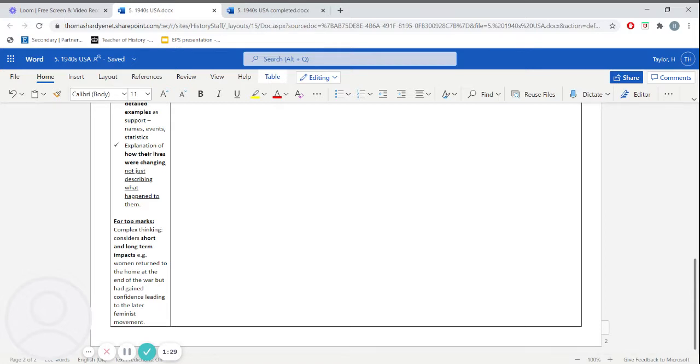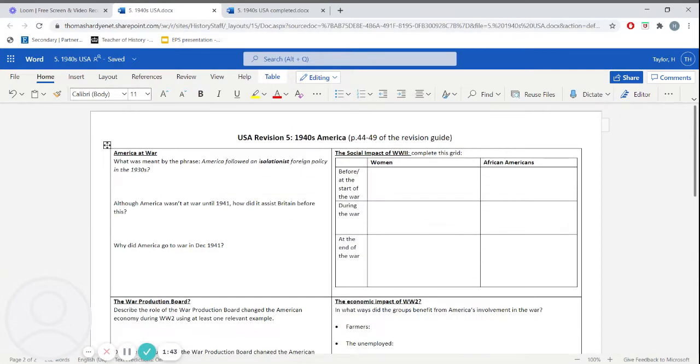For example, women returned to the home at the end of the war and gained confidence, leading to the later feminist movement. So that can be an example of the kind of long-term impacts that you could consider in your answer. You'll also want pages 40 to 49 of the revision guide to help you fill in this sheet, which you should also have gotten from your teachers.